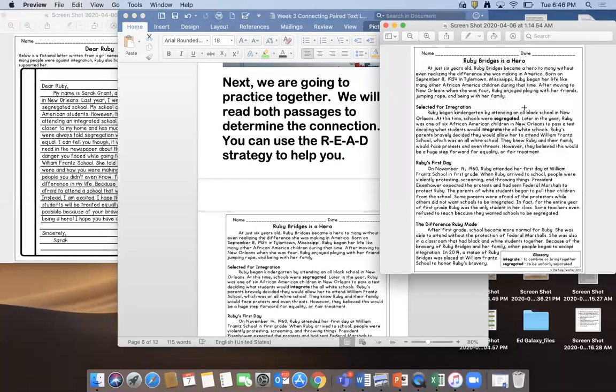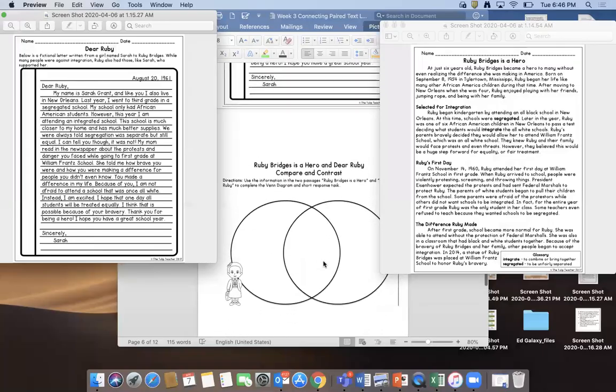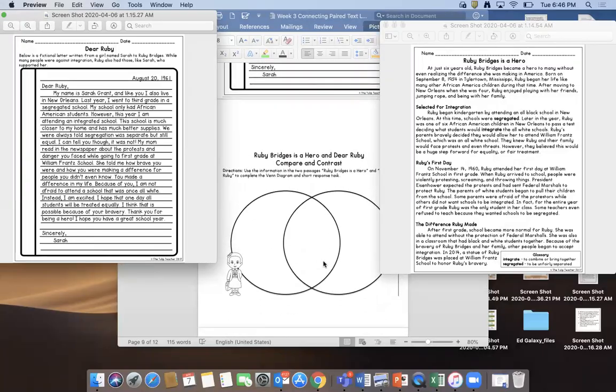So I'm going to load up Ruby Bridges is a hero, and Ruby Bridges is getting a letter from a friend. So this would be considered the fictional text, and this would be the nonfiction text. So read both passages so that you will be able to determine the similarities and differences using a Venn diagram. So at this point, you can pause the video if you're watching, because I'm going to give you time to read and reflect, compare, and contrast. You may use a sheet of paper to do this, or you may type it in the comments if you're watching on your computer.